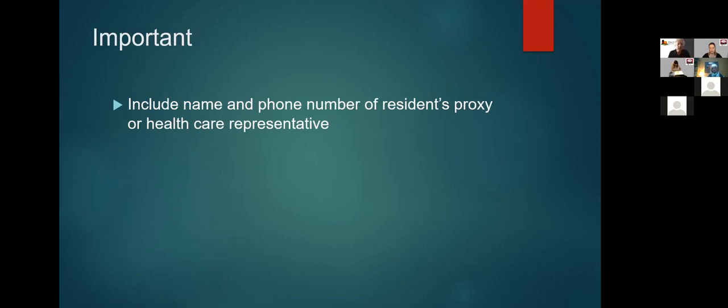Yeah, so this is another part: this probably should also be on a wristband, if not elsewhere, to include the name and phone number of the durable power of attorney or the healthcare representative for the individual. That's really quite important, and surprisingly and disappointingly gets lost in the transfer process. Next slide, please.